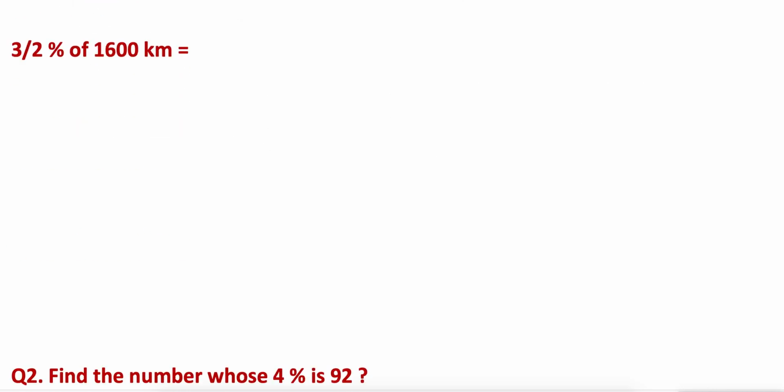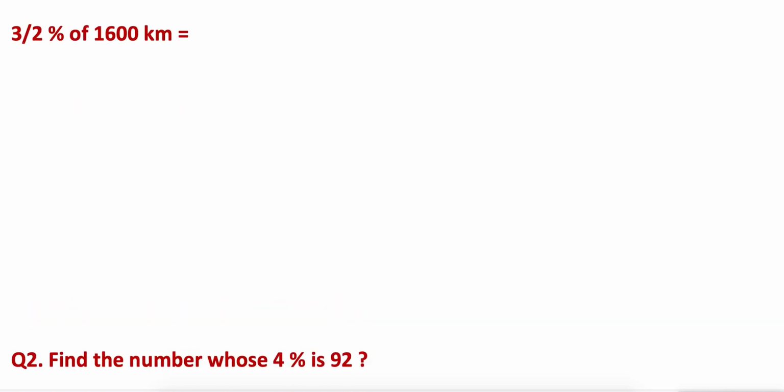Let's take one more example. 3 by 2% of 1600 kilometers. Now here, instead of a number we have a fraction, 2 by 3 percentage of 1600. The process is the same. First we'll remove the percentage sign and the "of".